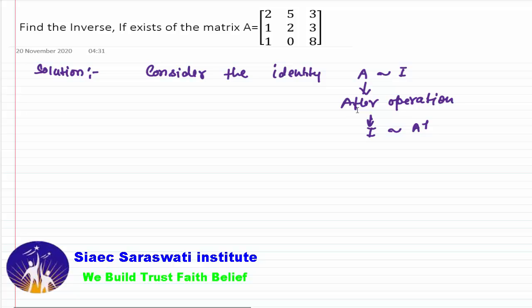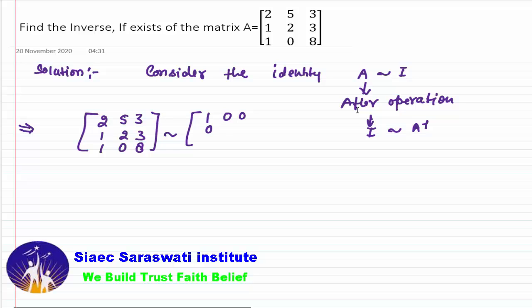So here the matrix A is given, so let the matrix be 2 5 3, 1 2 3, 1 0 8, and equivalent of this, because the order is 3 by 3, that I will be 1 0 0, 0 1 0, 0 0 1.